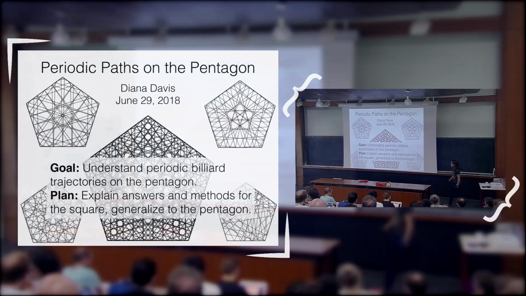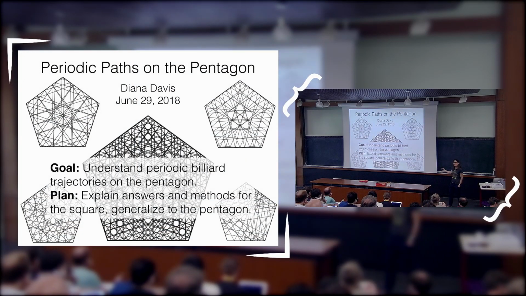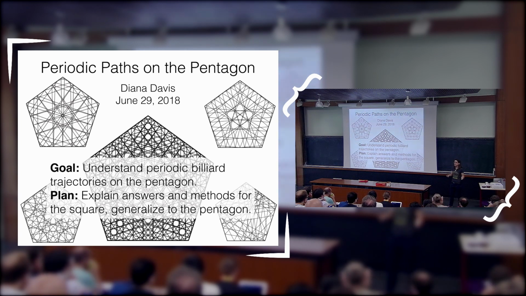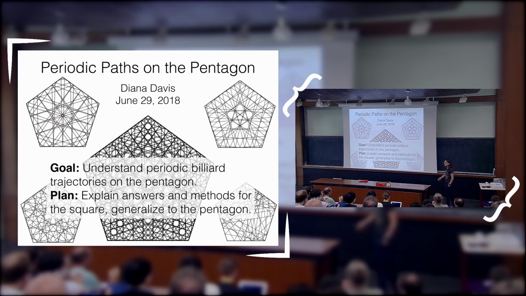So here's the plan. My goal is to understand periodic billiard trajectories on the pentagon, of which you see several examples here. And my plan is to explain all the answers for the square billiard table and the square torus, where things are familiar, and then extend those same methods to the pentagon, where things are more complicated. So that's the idea.